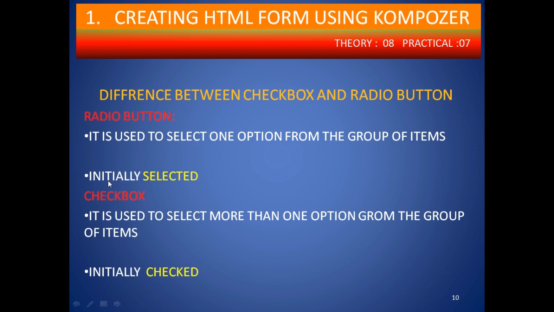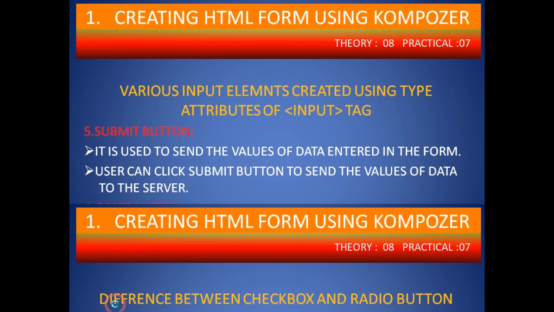That's why it's defined as initially selected. It means by default if you want to set the option you can define it as initially selected. But a checkbox is used to select more than one option from the group of items. It's also initially checked. So in an MCQ board exam it may ask that for a radio button the option is initially selected, but for a checkbox the option is initially checked. So keep in mind, students, from the board point of view this may be asked in the board exam.